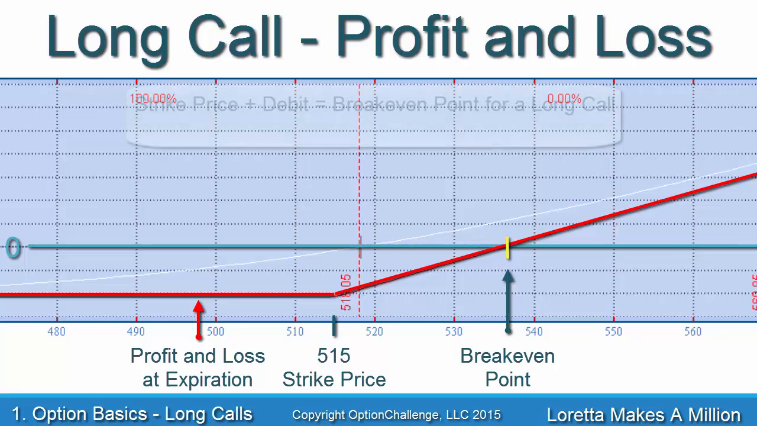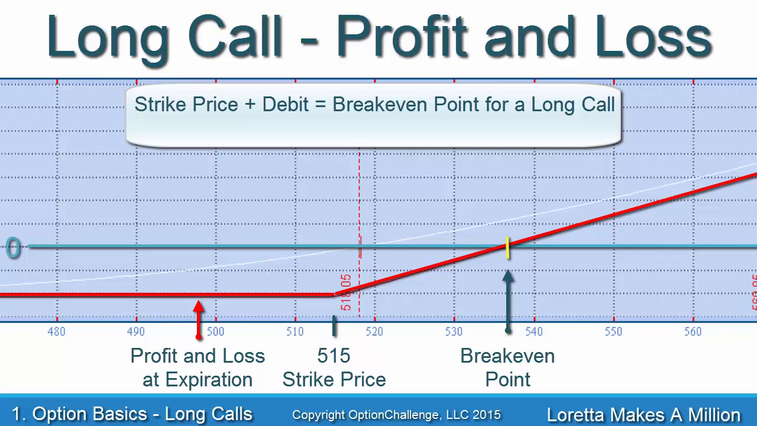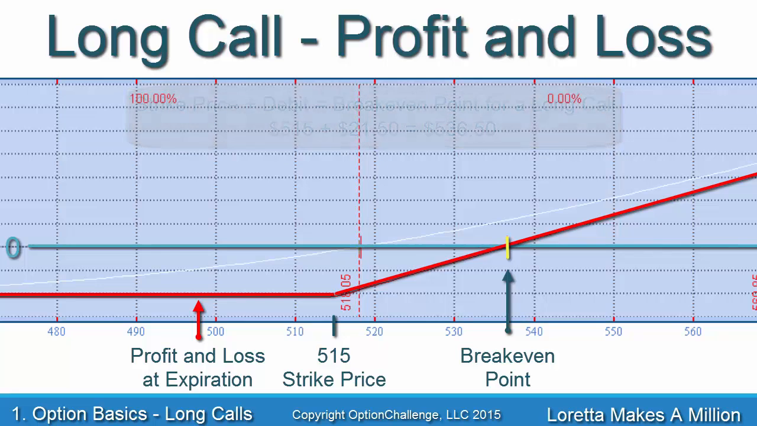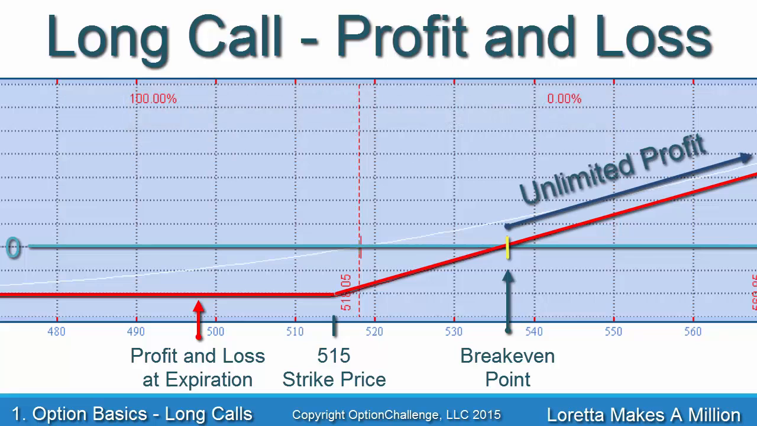The break-even point for a long call is determined by adding the debit paid to the strike price. In this case, a debit of $21.50 is added to the 515 strike for a break-even of $536.50. We need the price of Google to be greater than $536.50 to make money at expiration. We want the market to go up. A long call has unlimited profit. As long as the stock keeps going up in price, you can make money.